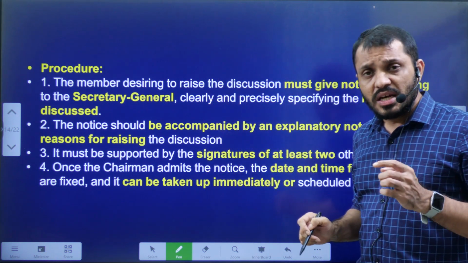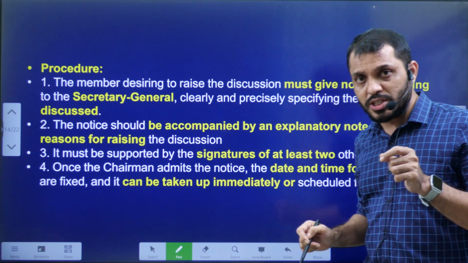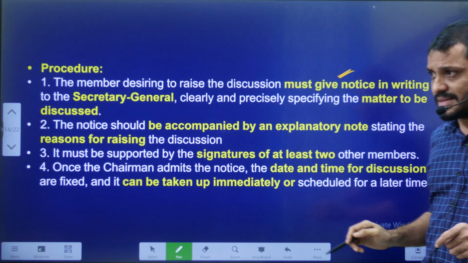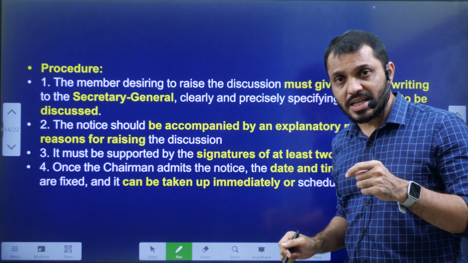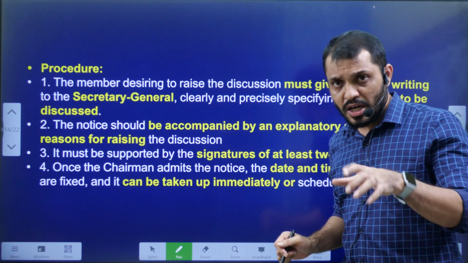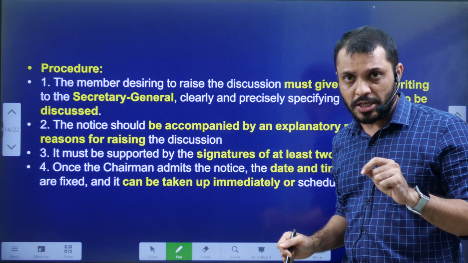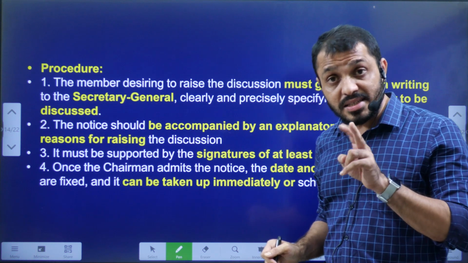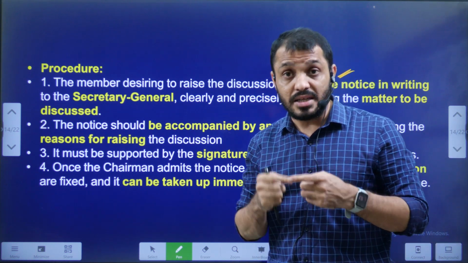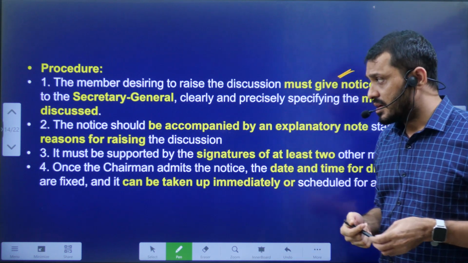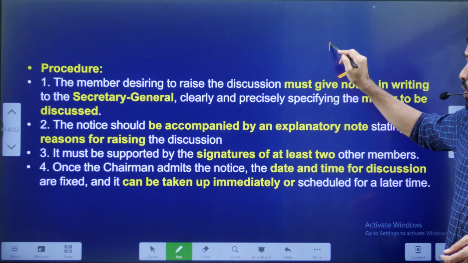The procedure is, if a member wants to raise a short duration discussion, he has to give notice to the Secretary General of the Rajya Sabha. You know, students, the Rajya Sabha Secretary General is the head of the staff. The same position is there in the Lok Sabha also, the Lok Sabha Secretary General. Both Secretaries General, alternately, act as the returning officer in the president election.